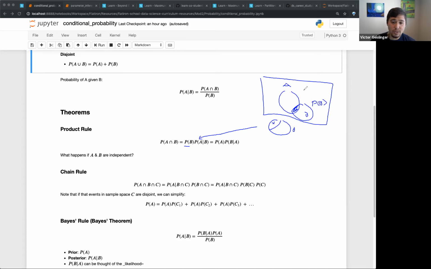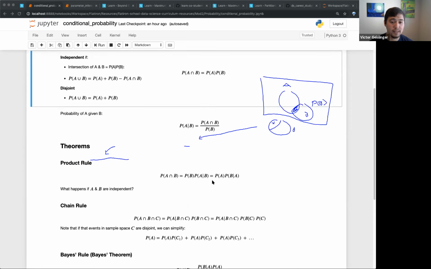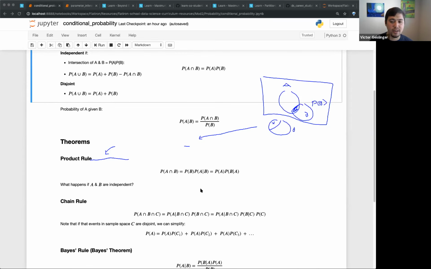Now, what happens if A and B are independent? What would this end up looking like? I want you to think about that a little bit. This is actually in the curriculum. Keep that in your mind: if A and B are independent, what would that look like? I'll give you a hint: if you think of this part right here, the probability of A given B happens, you'll see that it ends up being just the probability of A. So the probability of A happening given B, they're independent of each other. It doesn't matter.